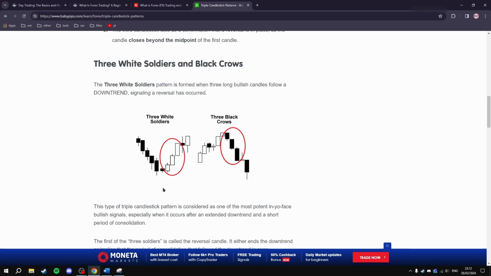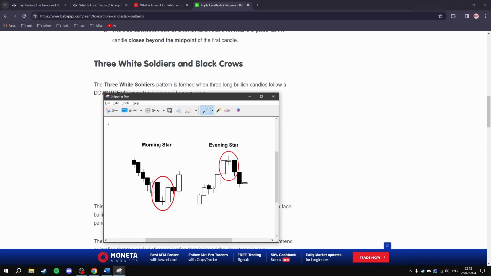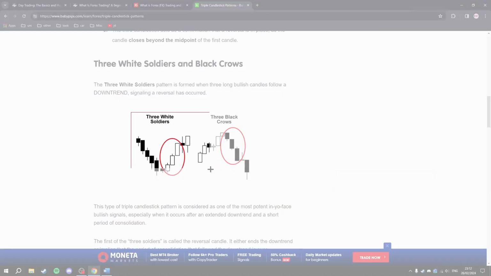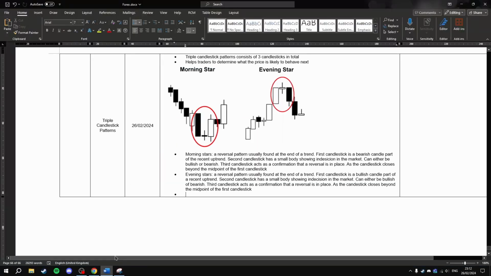Three white soldiers and three black crows. So grab this one here.